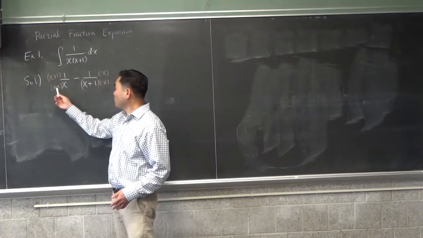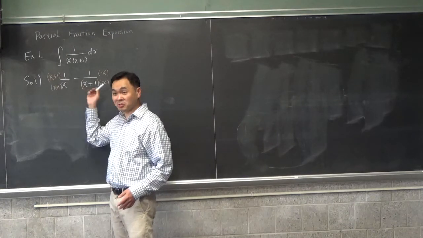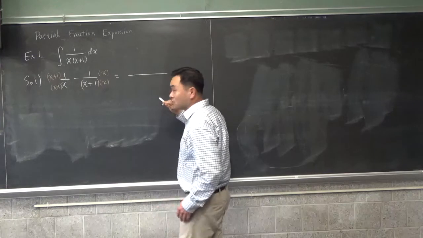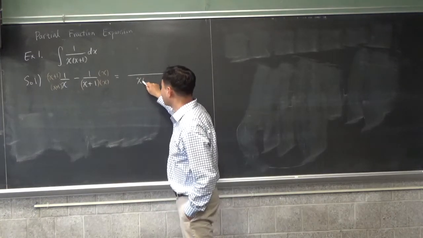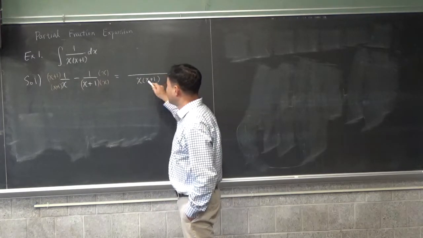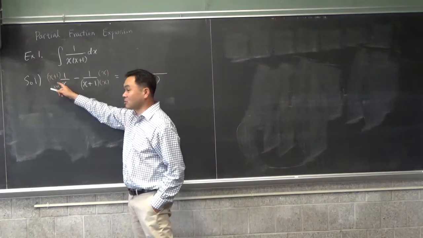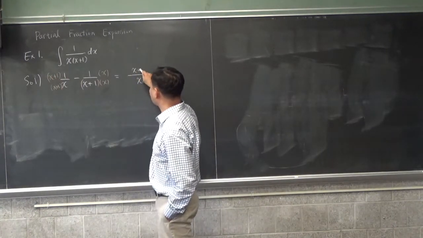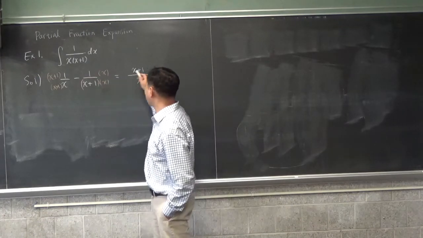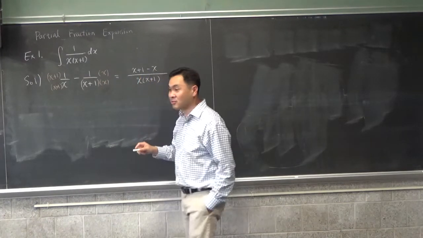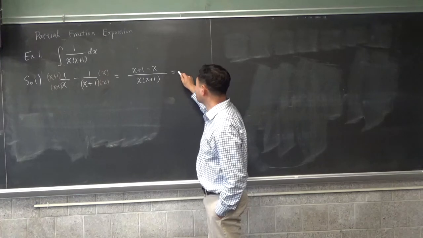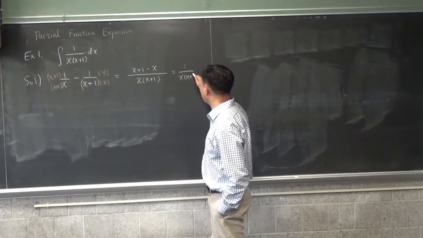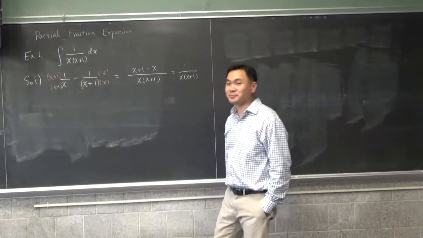Now that you get x times x plus 1 as a common denominator, you're able to put them into a single fraction. It's x times x plus 1. And let's see what is in the top. It's x plus 1 from the first fraction, and minus x from the second fraction. And what is that? That's 1 over x plus 1. Right?